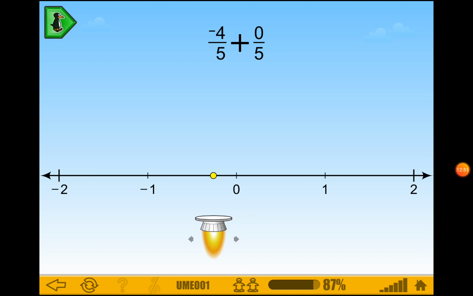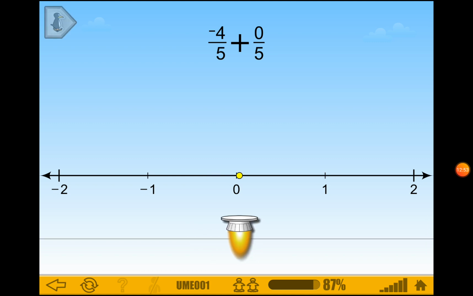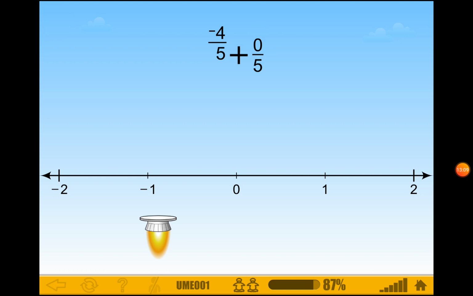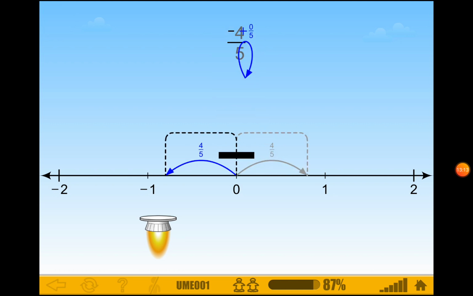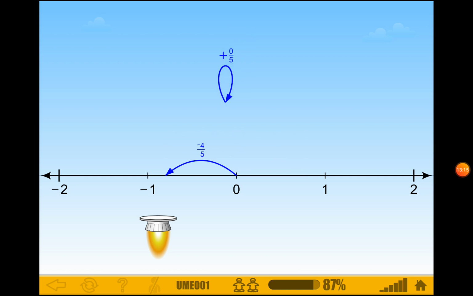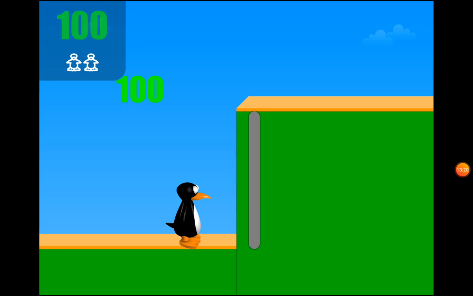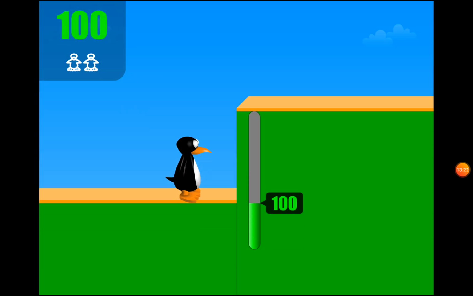Negative 4 over 5 plus 0 over 5. Okay, so let's think. So negative 4 over 5, basically, that's just going to be plus 0. So then we have negative 1/5, negative 2/5, negative 3/5, negative 4/5 right there. Pretty close. Close enough. Same difference. There you go. Now we got one more topic left before we can end this video.